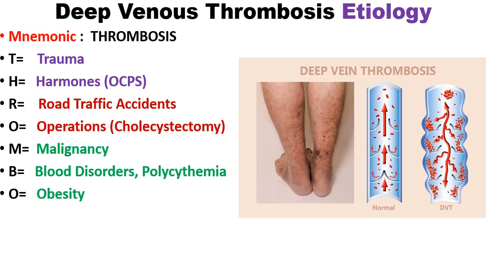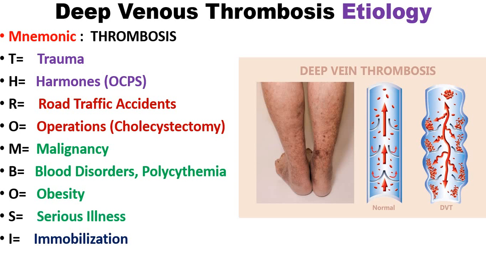Next is the O for the obesity. If the fat content in the body is high or the BMI is high, it can also cause the deep vein thrombosis. Next is the S for the serious illness. If the patient has a serious disease, it can also cause the deep vein thrombosis.